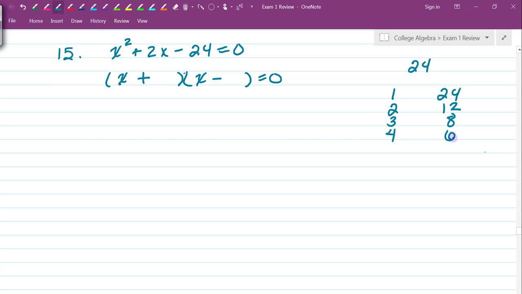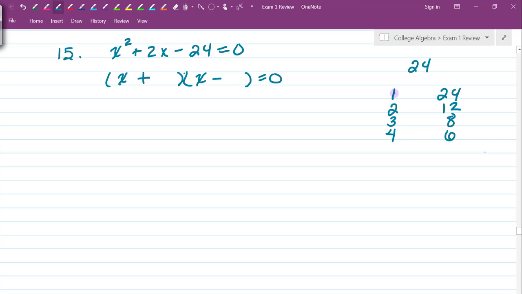Now, look, we have opposite signs, a negative and a positive. So we have to see, is there any way that we can add and subtract these factors to get a difference of positive 2? If we have a positive 2, that means the larger number is going to be positive. So we're going to look at the larger numbers on the right hand side, and subtract the other part of the factor to see if it equals 2.